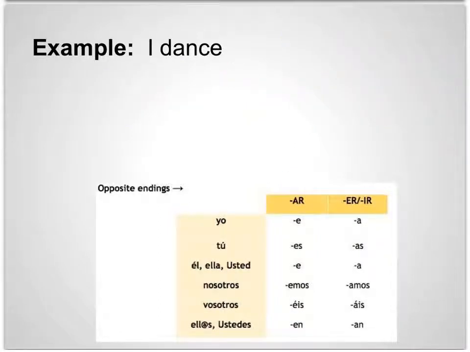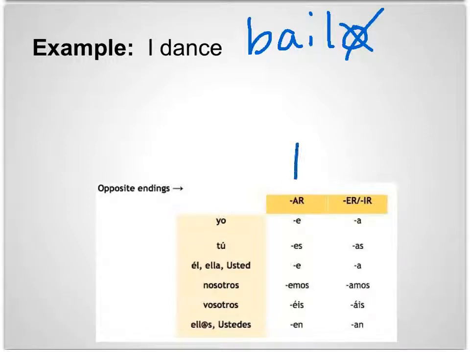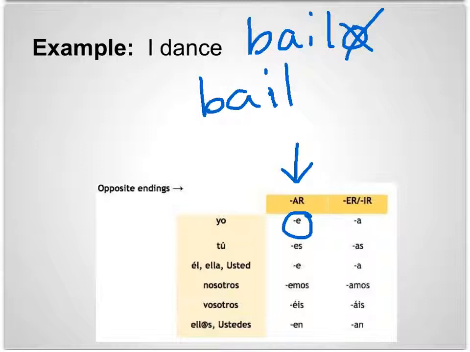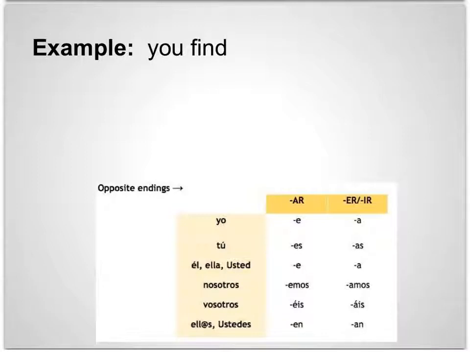Let's take a look. I dance. Right? The yo form is bailo. We take off the o and bailar, that's another AR verb. So the opposite ending is going to be here. So we have baile. Yo baile.